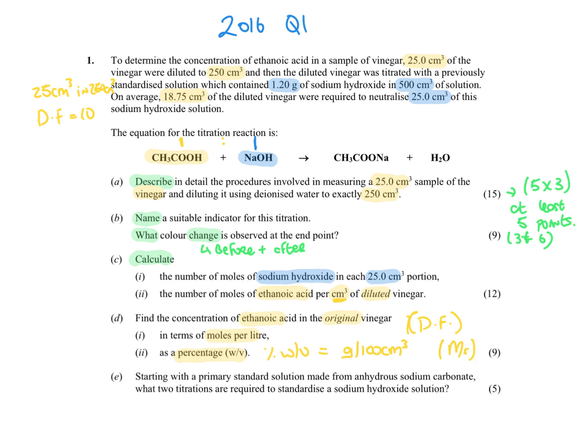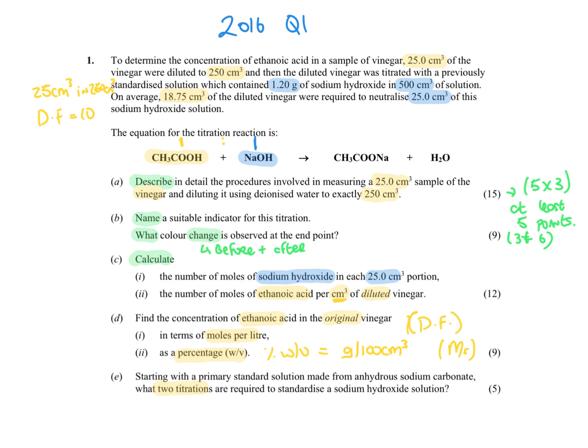Part E then says, starting with a primary standard solution of anhydrous sodium carbonate, what 2 titrations are required to standardise a sodium hydroxide solution. So that's coming from your theory and your understanding of your different solutions, and we'll answer that question in a few minutes. So that's breaking down the question, and it's very important that you do that at the start of every question that you do in the Leaving Cert Chemistry paper, as it will make the question a lot more accessible and you will be able to fly through it a lot quicker.